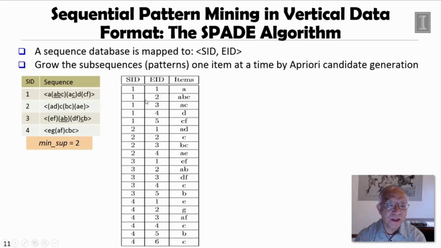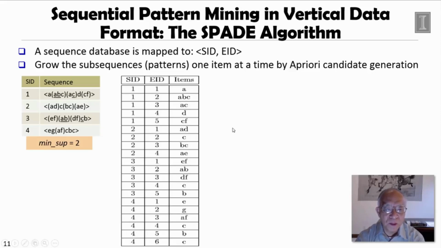The idea is pretty simple. If you take the sequence and do a little detailed study, you get a sequence ID, element ID, and set of items. So what you can see is for the first sequence, ID 1, element ID 1, you find item A, element ID 2, you find A, B, C, and so on.